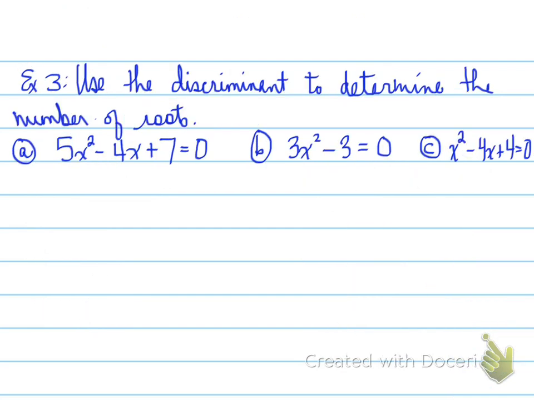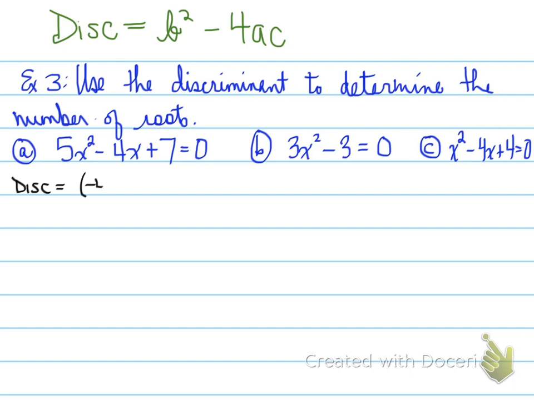Use the discriminant to determine the number of roots. So here we have 3 questions where you have to determine the number of roots. That is, we're going to use the discriminant. So if I ask you to determine the number of roots, you must use the discriminant. That is b squared minus 4ac. Identify a, b, and c for each case. And make sure that you use the discriminant.